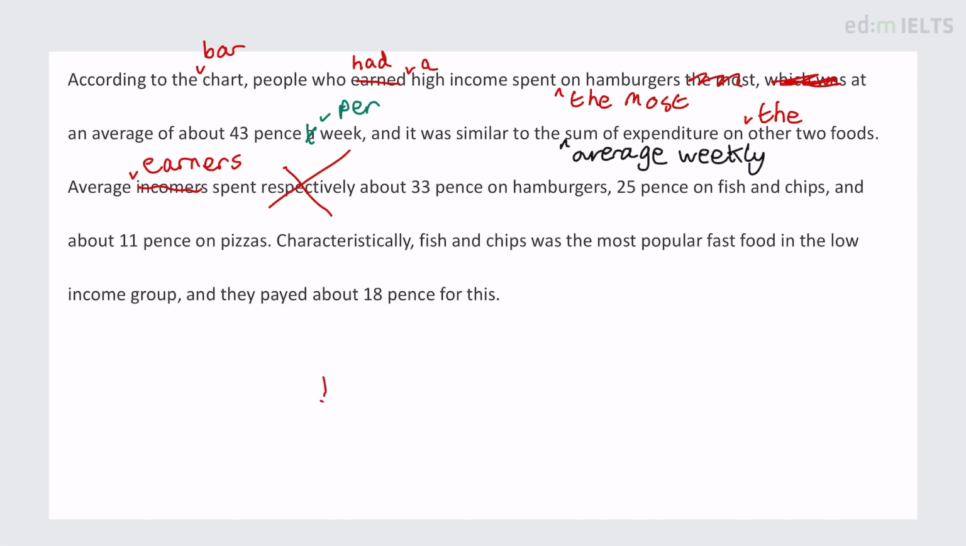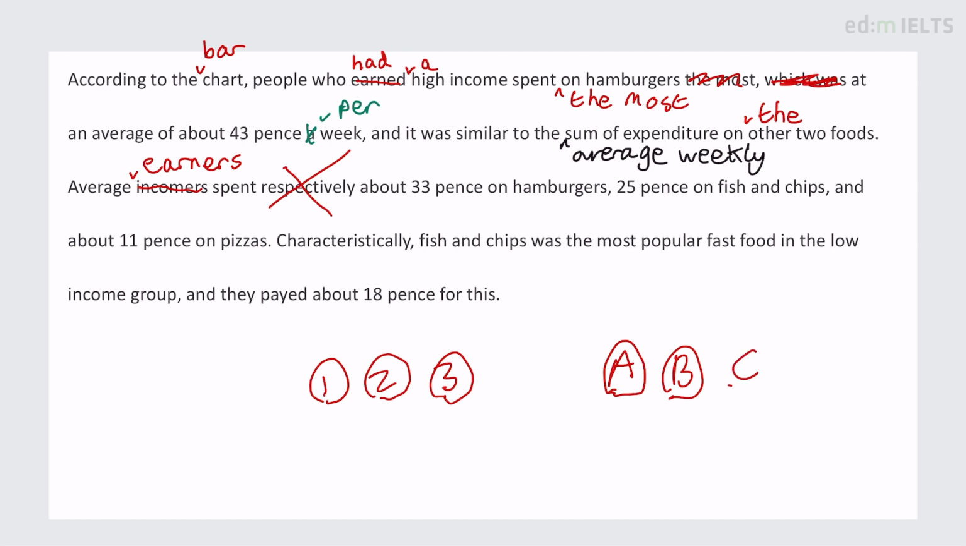So the way we do it is we have 3 things, like hamburgers, fish and chips, and pizzas, and we want them to match with 3 other things, like let's say 11 pence, 25 pence, and 33 pence. And we say them in an order. So when we use it, it's a bit more natural to go from the lowest number to the highest number. It's a bit weird the way it's done here from highest to lowest.